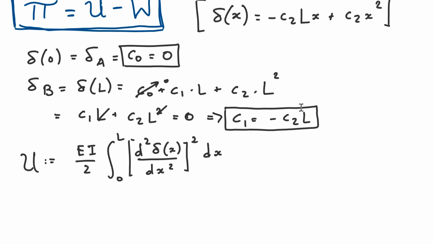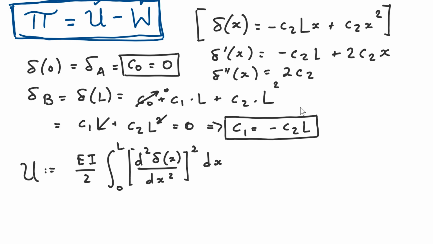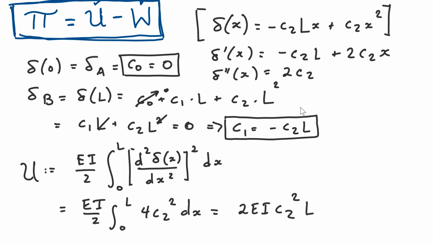So let me scroll up over here. This is our deflection. What is the second derivative? Well, the first derivative is just going to be negative C2 L plus 2 C2 x, correct? And then the second derivative is, well, this is a constant, so it's just going to be 2 C2. Okay, fair enough. So I can plug this in here. It's going to be EI over 2 integral from 0 to L, and now this guy squared, so 4 C2 squared dx.